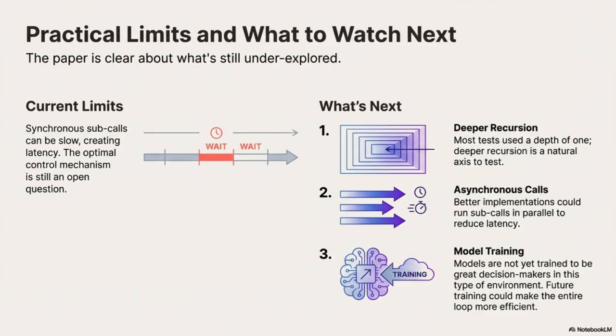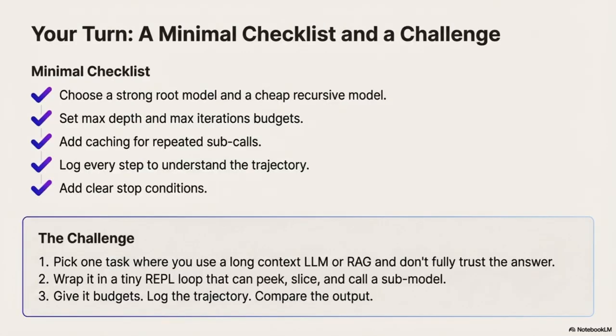Looking ahead, what are the current limits? They mentioned that synchronous subcalls can introduce latency. That's a known bottleneck. The main model has to wait for the smaller one to finish. They also acknowledge they rarely went beyond a recursion depth of 1 in their experiments. So deeper, more complex recursion is still an open area. It's a natural next axis to explore. And the final step is maybe the most exciting. Actually training models specifically to be exceptional decision makers over this kind of external environment. That would make the whole loop far more efficient.